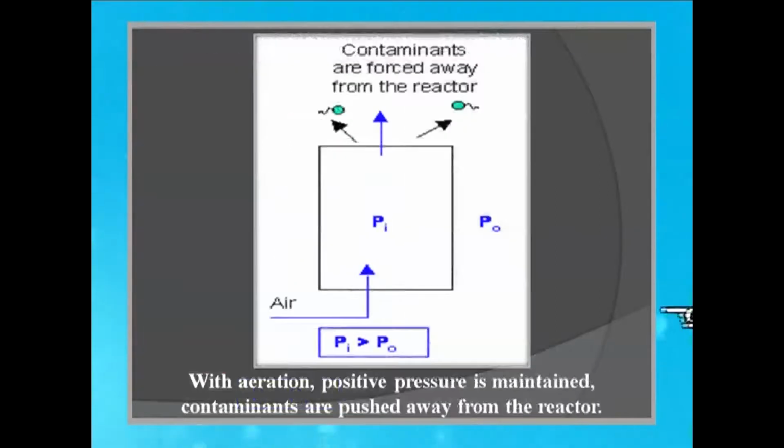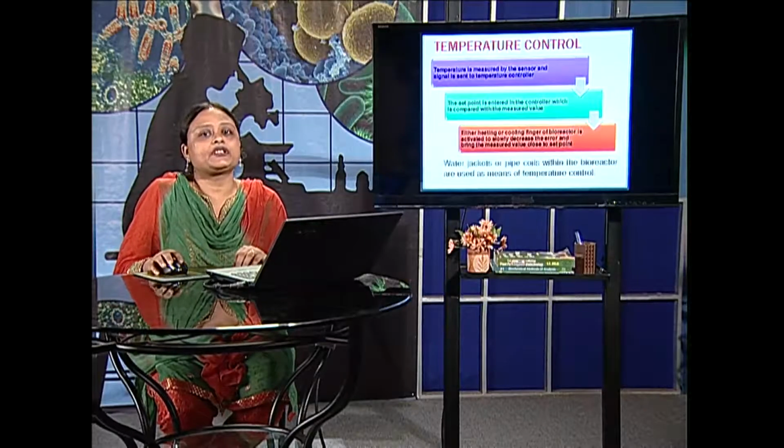But if we have air entry all the time, what happens is contaminants will be forced away because P, or pressure inside, is greater than pressure outside. So this is equally used not only for aerating but also for maintaining sterility. Then we are seeing the temperature control.